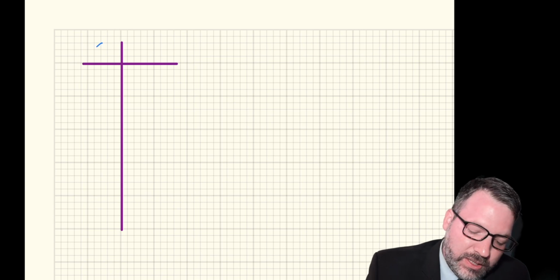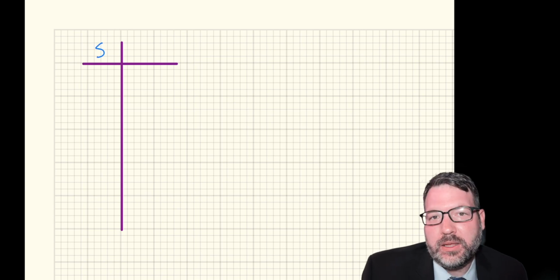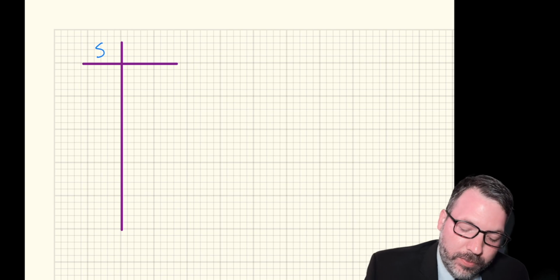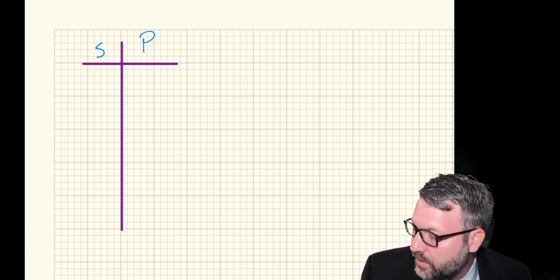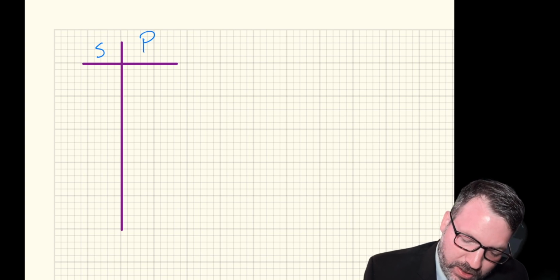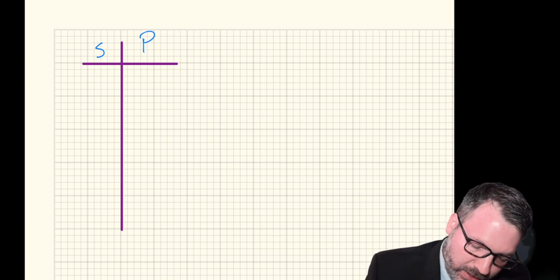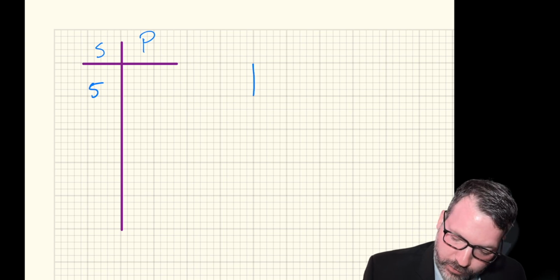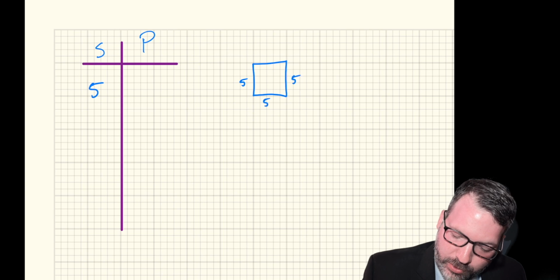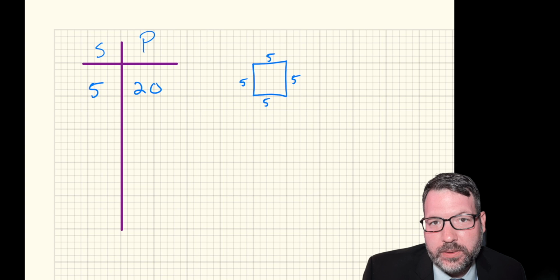On the left of my table, I'm going to put the side length of the square. And then on the right, I'm going to put the perimeter P. So you can see they've given us a couple examples. Obviously, if our side length is 5, how do we find the perimeter? Well, a square has 4 sides. They're equal sides. And of course, we want to add them all together to get our perimeter. So in that case, the perimeter would be 20.